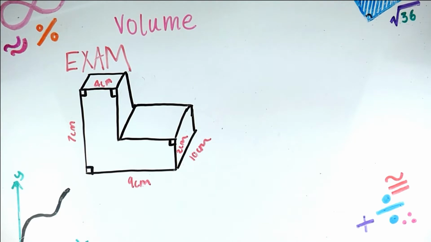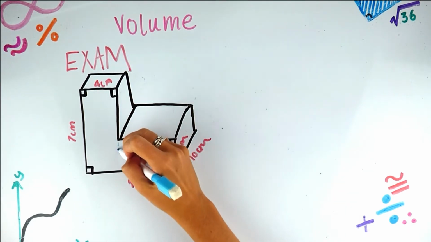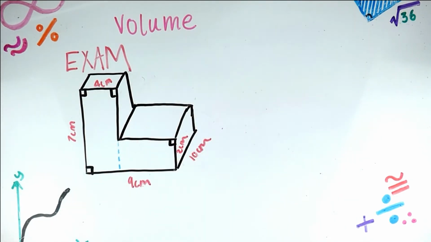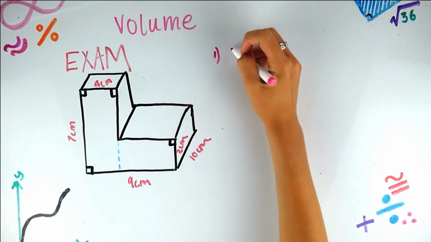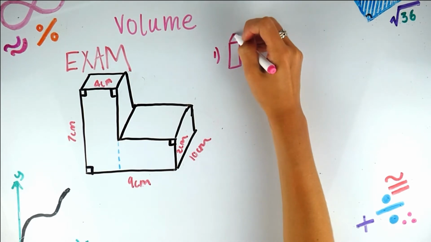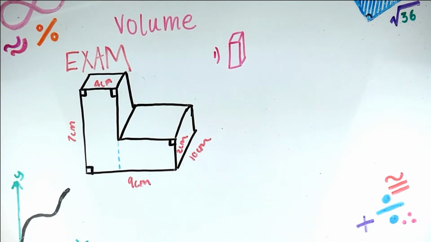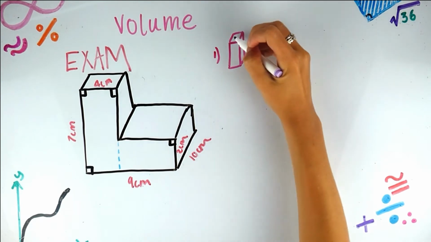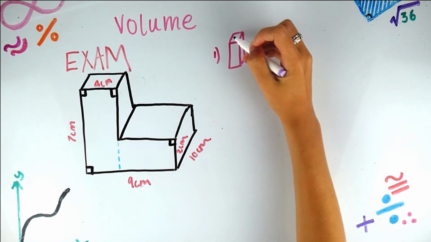Okay, so it's asking you to calculate the volume of this weird shape here. The way we're going to do this, like working out the area of compound shapes, is you split it up, work out the volume of this separately to the volume of that, and add them up. I like to draw a little sketch of what I'm finding first, just so I don't forget to add them up and I know what's going on. So first I'm going to find the volume of this shape here. The formula for the volume of this prism is V equals A times L, and the cross-sectional area is going to be this bit here.